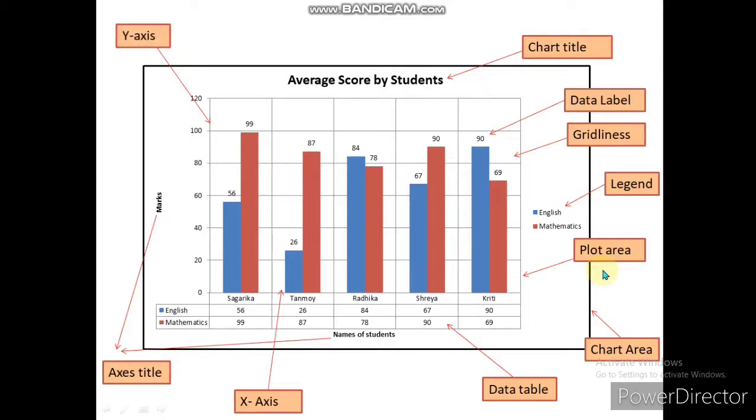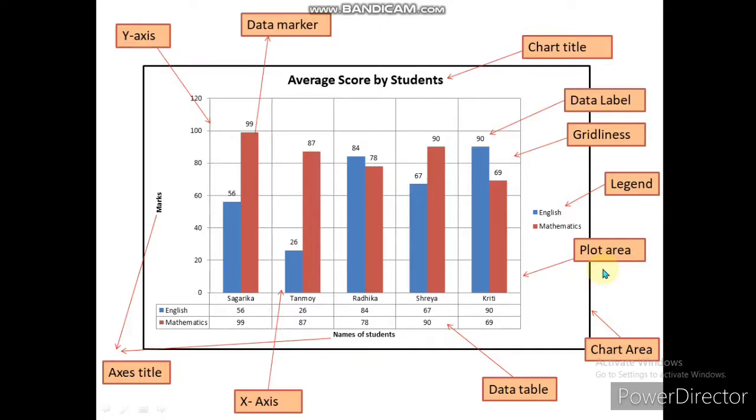Next is y-axis. The vertical lines that surround the plot area are called the y-axis, right? The vertical line is known as the y-axis. Next is data marker. The data marker is any symbol such as a bar, an area, a dot or a slice used to represent a value in a chart. A data marker is a symbol which represents data in the chart.